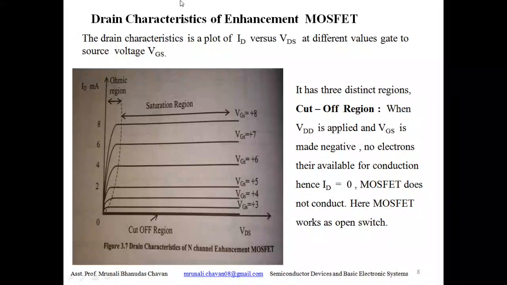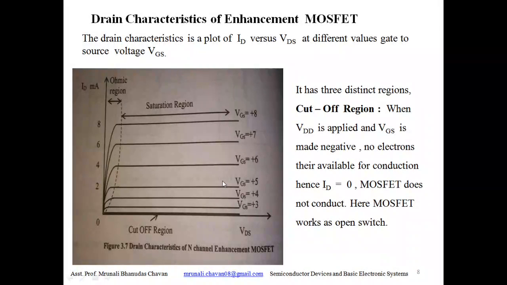So we have to see the drain characteristics of enhancement MOSFET. The drain characteristics we had seen in the depletion MOSFET also. It is the plot of ID versus VDS, VDS means VDD, at different values of gate to source voltage, that is VGS. We had seen these characteristics in depletion MOSFET also. The same characteristics we have to see in enhancement MOSFET.